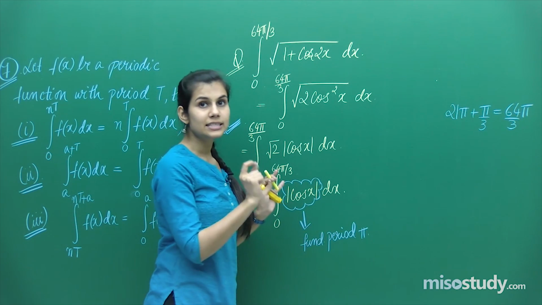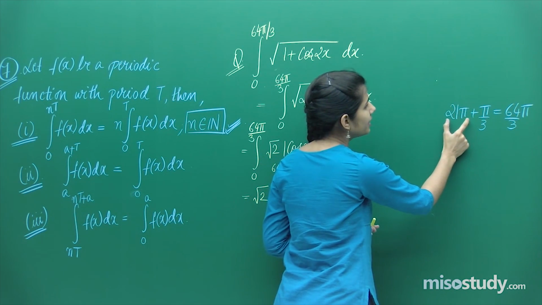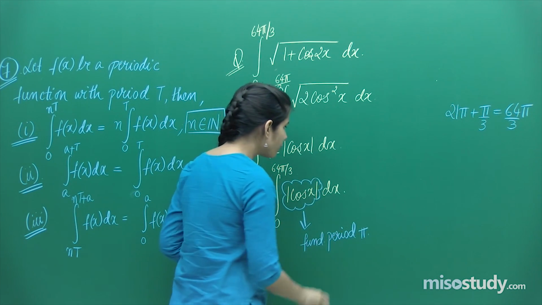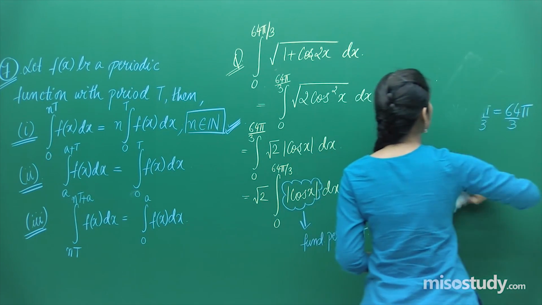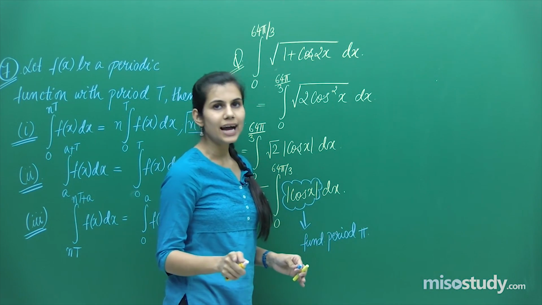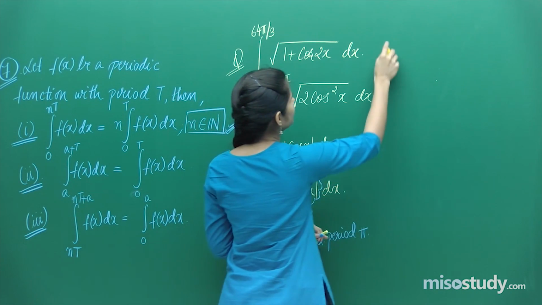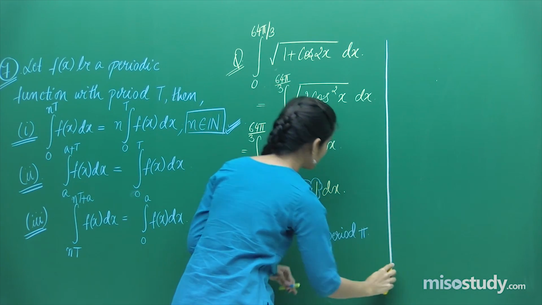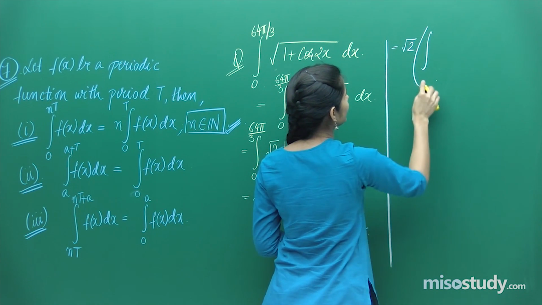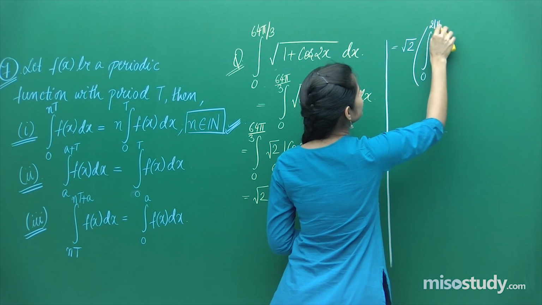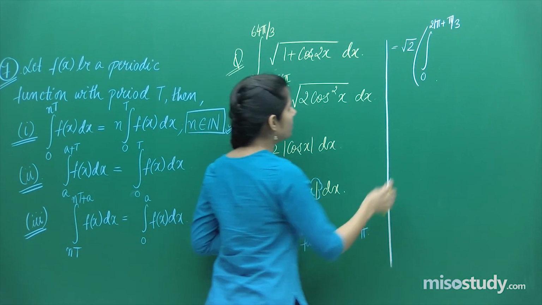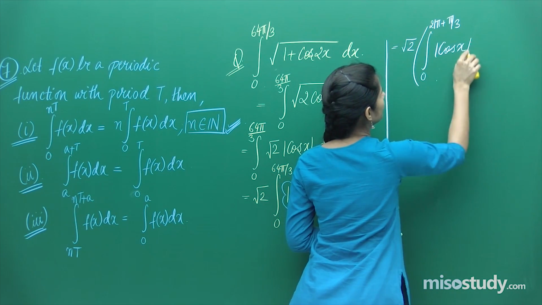So, till 21 cycles, I am getting a very nice number like 21 pi, where 21 is a natural number. Therefore, this motivates me to break my integral at that moment. And therefore, by using property 3, I will be breaking my integral from that particular point. Here, I will be having root 2 times the integral. I can write it as 0 to 21 pi plus pi by 3 mod cos x dx.